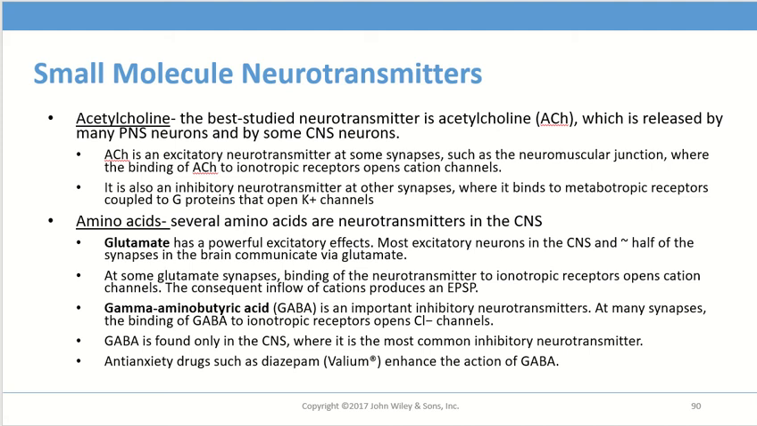Another amino acid would be gamma aminobutyric acid, or GABA. This is an important inhibitory amino acid neurotransmitter. At many synapses, the binding of GABA to an ionotropic receptor is going to open a chloride channel. And GABA is found only in the central nervous system, where it is most commonly an inhibitory neurotransmitter. Anti-anxiety drugs like diazepam, commonly called by the brand name Valium, are going to enhance the actions of GABA.